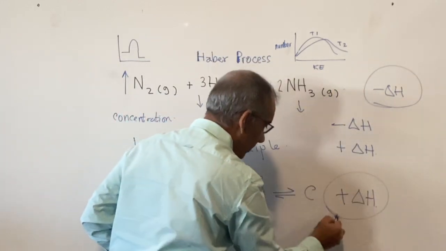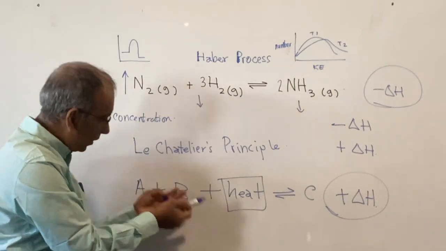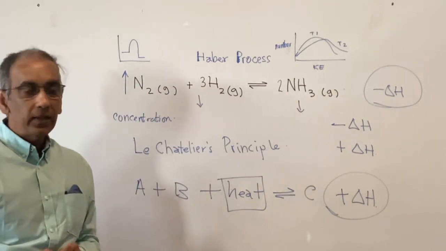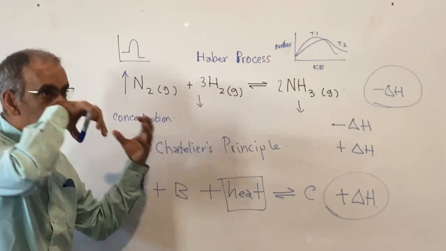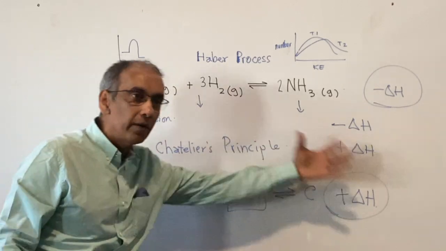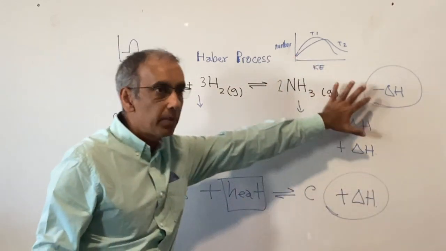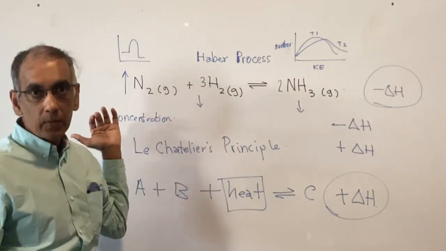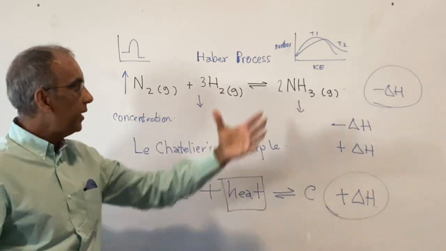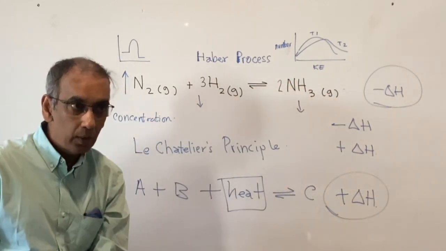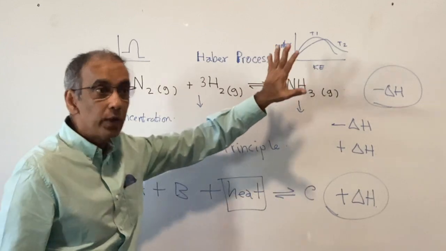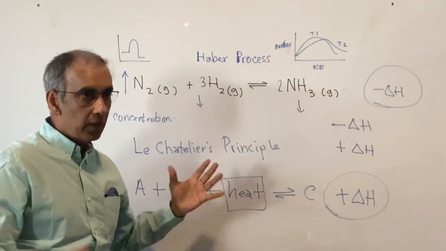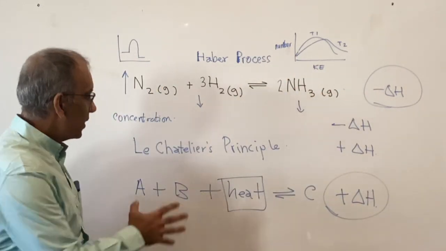When we see this, heat goes on the other side. If you have heat and you give more heat, the system will try to get rid of heat. And if you have heat as a product and you give more heat, the system will try to get rid of heat and come this way. On the other hand, if you have heat on one side and you make the temperature low, the system will go to the side that produces the heat, which could be whichever side. Okay, so this is the application.